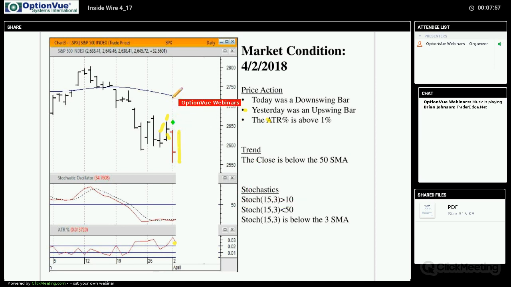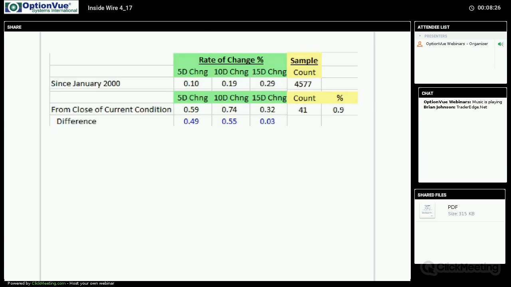All this is happening when we're underneath a 50-day simple moving average. And in terms of the stochastics, it's between 10 and 50, and barely below its %D. When you put all this together, there were something like 41 incidences of this precise market condition going back to January of 2000. So that's the market condition we're using as an example.